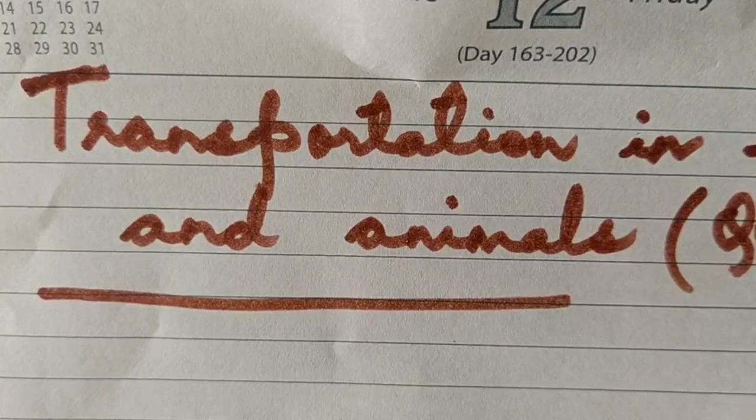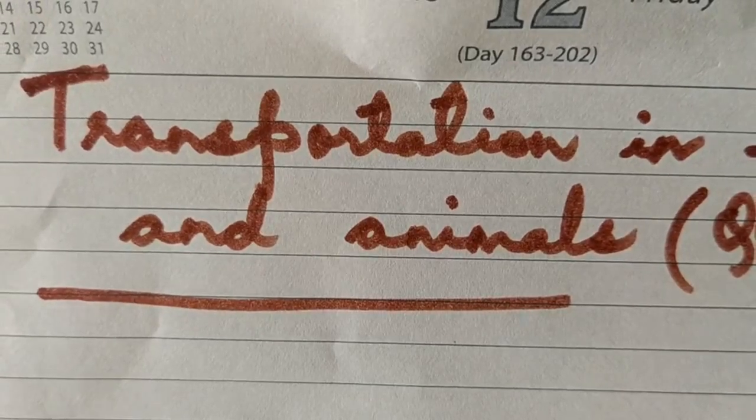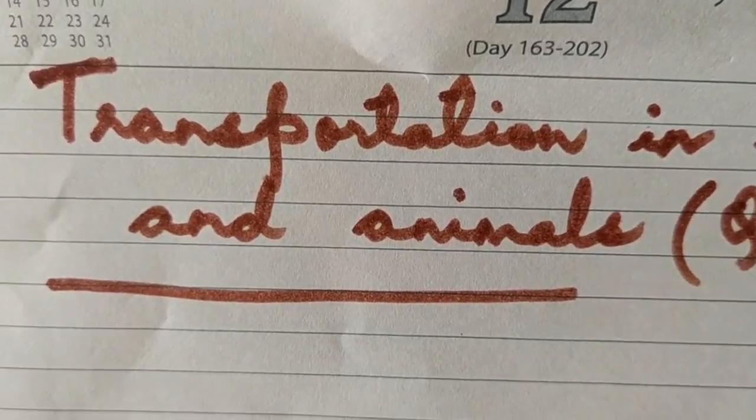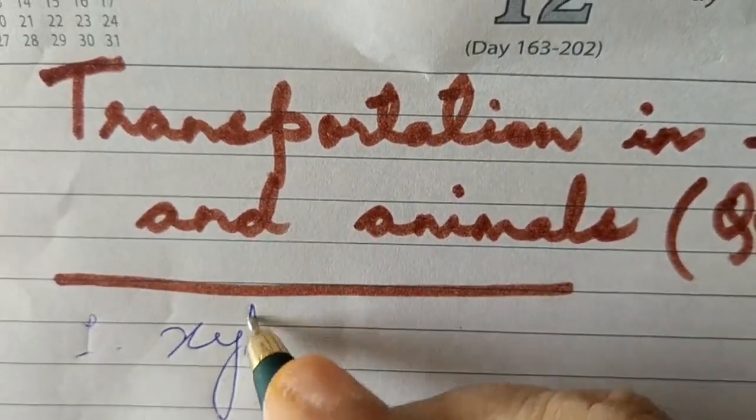As the explanation part is over, we will now do the question answer part. First one is the fill in the blanks. Water and minerals are transported to various parts of a plant by a network of tubes called xylem. It is xylem.